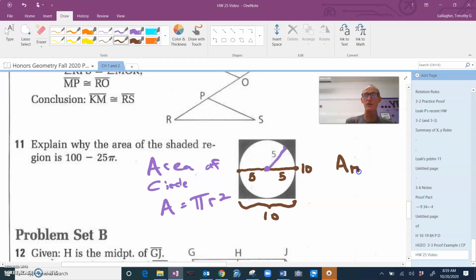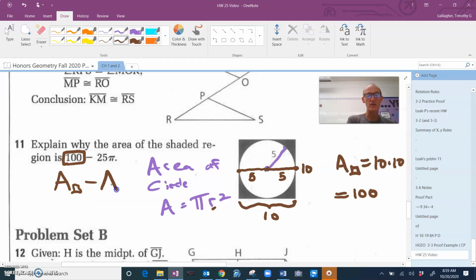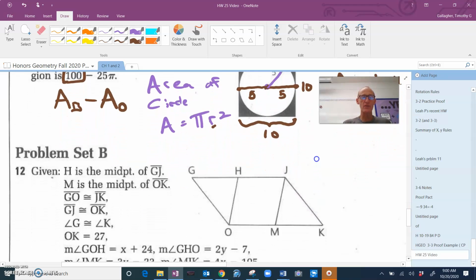And so the area of the square is 10 times 10. So we're going to take the radius, which was 5, and 5 squared is 25. So it's 100, which is the area of the square, minus the area of the circle, because the circle is being taken out of the square. All right. So that was 11, and 12 is a little bit of an algebra problem.